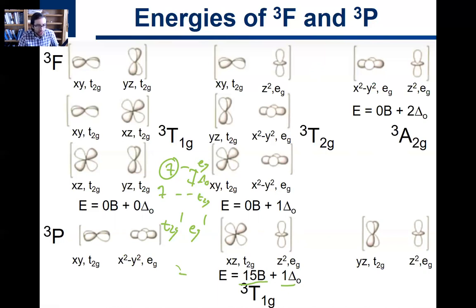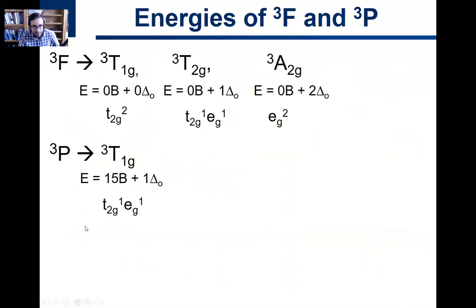The term symbol for this, again, we haven't learned how to determine the term symbol for triplets in this class. I can refer you to books if you're really curious. It's not that important. This is also a triplet T1G. And unfortunately, things get complicated. Here we have a triplet T1G that came from the triplet F. Here we have the same thing, same symmetry, triplet T1G that came from the triplet P. But those are distinct states that have different energy.